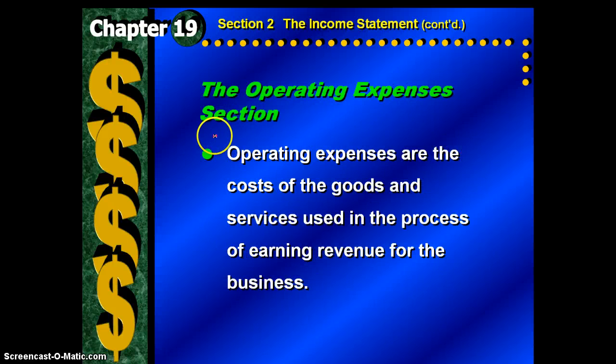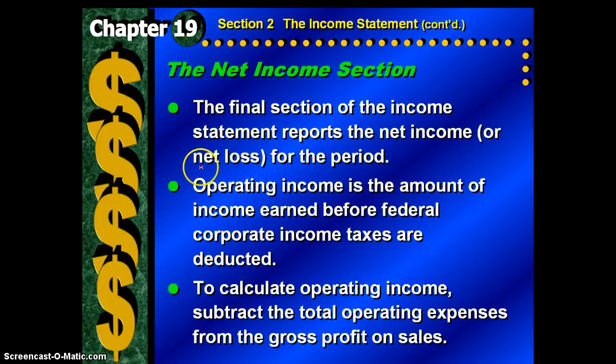Next will be the operating expenses section. You're going to list your operating expenses. That's the cost of the goods and services that are used in the process of you earning revenue for the business. And then we will get to the final section of the income statement, which reports the net income or the net loss for the period. The operating income is the amount of income earned before federal taxes are deducted. To calculate operating income, subtract the total operating expenses from the gross profit on sales.